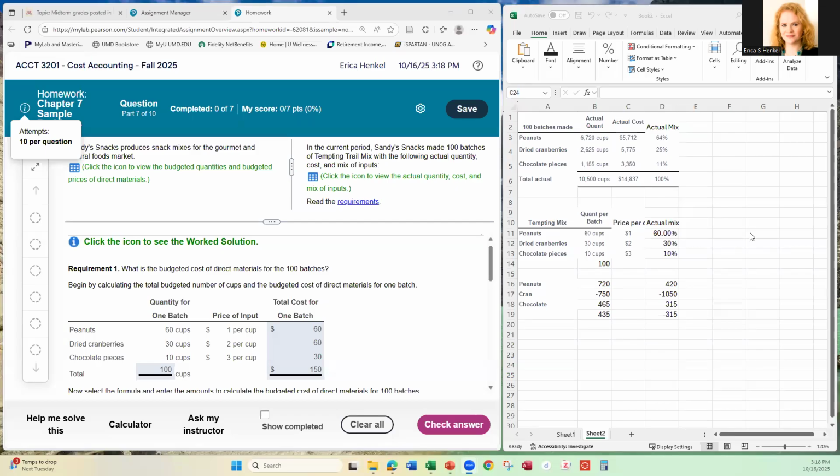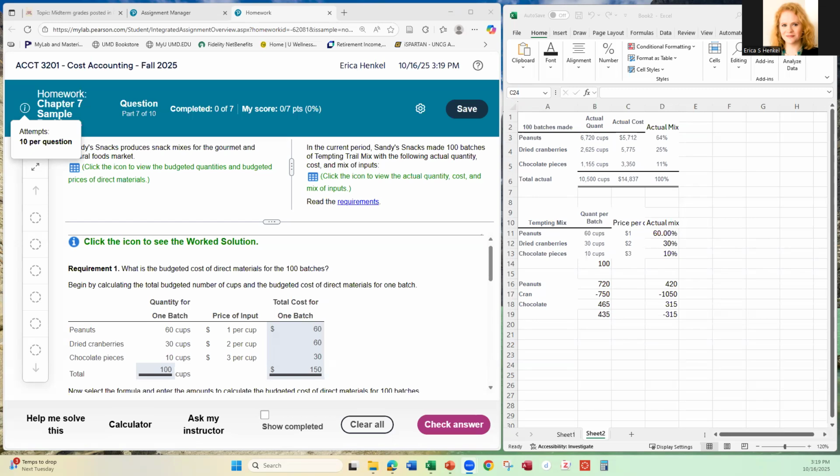Hello, class. This is a wrap-up of problem number 7 from the Chapter 7 sample problems, which we started to talk about during class. This problem goes through how the variance problem looks for us if we have a mix of inputs that are going into a product.